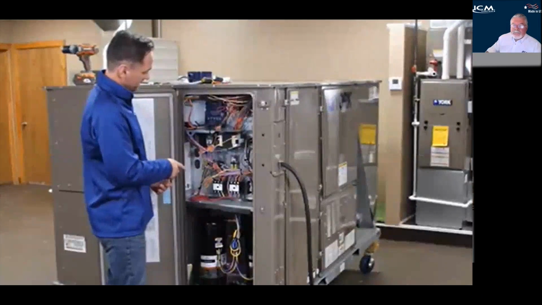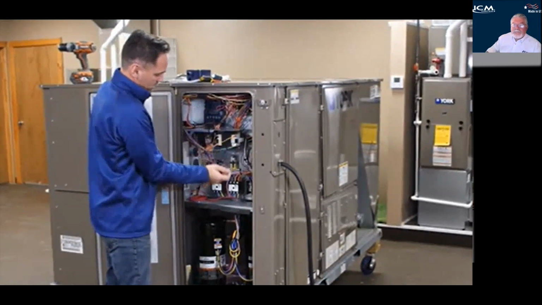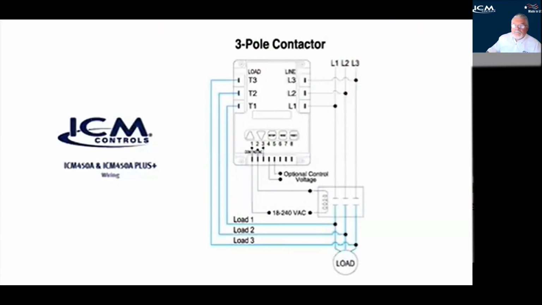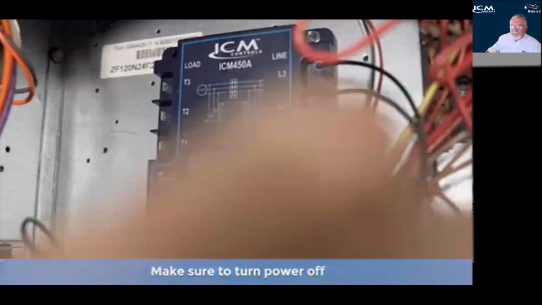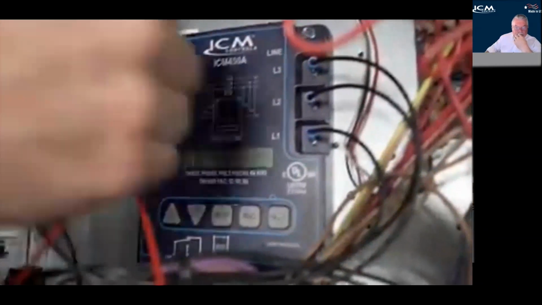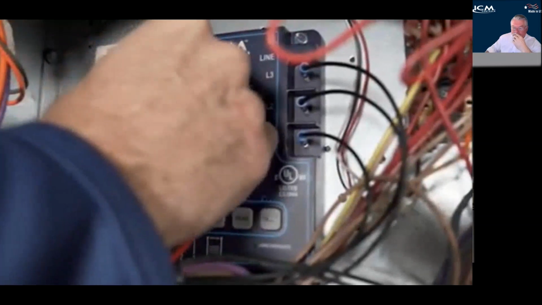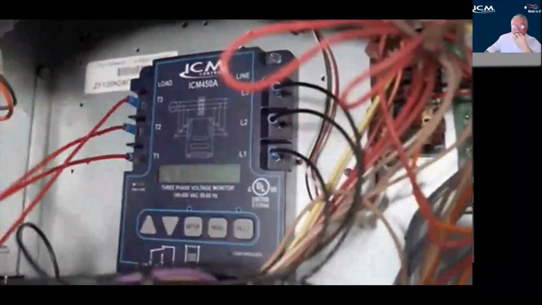So all we have left to do is connect our wires from the load side protection of our 450A to the load side of one of our contactors. Number one, you're going to want to make sure that your power is off. And you just run your leads up to T1, T2, and T3. At this point, if your phasing is off from your load, the unit will tell you.